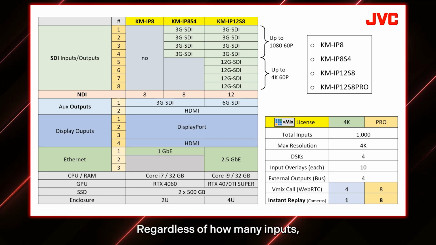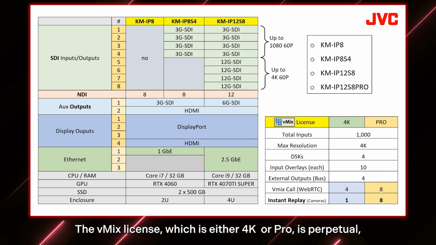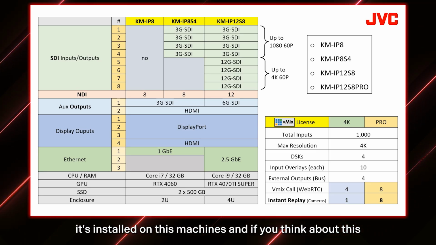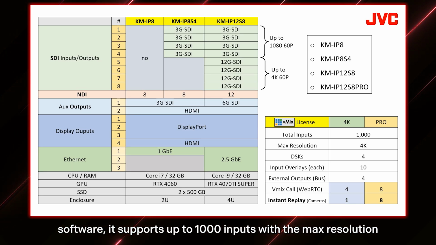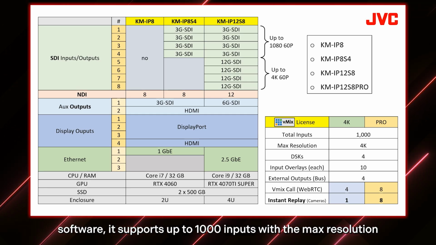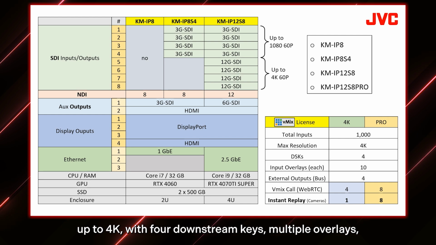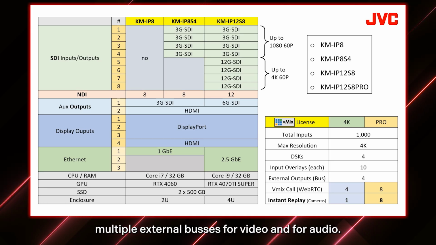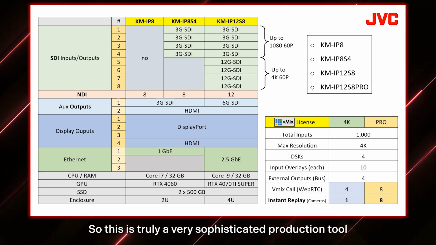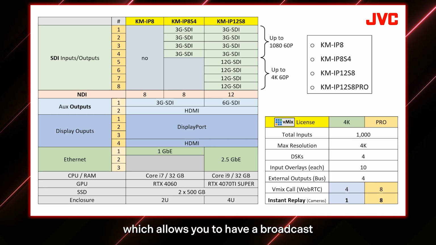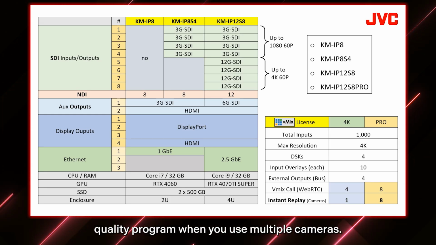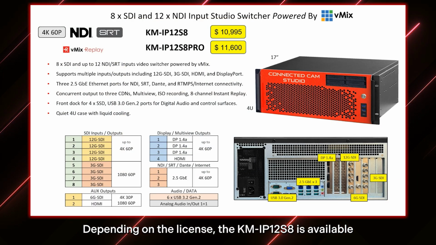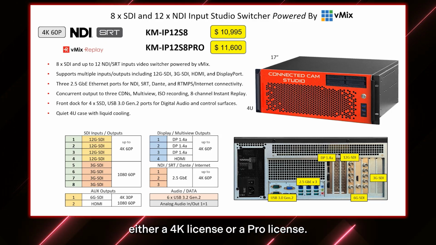Regardless of how many inputs, the vMix license, which is either 4K or Pro, is perpetual. It's installed in these machines. And if you think about this software supports up to 1,000 inputs with a max resolution up to 4K, with the 4 downstream keys, multiple overlays, multiple external buses for video and for audio. So it's a very sophisticated production tool which allows you to have broadcast quality program when you use multiple cameras. Depending on the license, KMIP12 is available either a 4K license or Pro license.